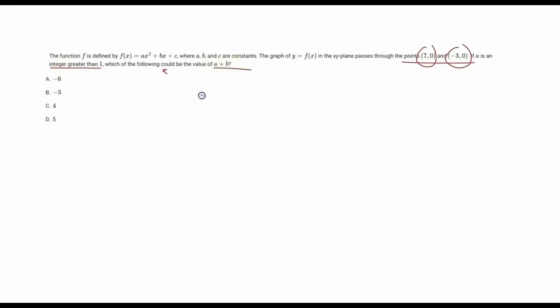So first off, let's just write what we know. So we know f of x is our function, and a is an integer greater than 1, except we don't know what it is, right? So let's just write a to represent it. However, what we do know are the roots, and that is 7, 0, and negative 3, 0. So when you have these coordinate points as solutions, you can rewrite them in their factored form. So 7, 0 can be rewritten as x minus 7, because when you set this equal to 0, you solve and get positive 7. And negative 3, 0 can be rewritten as x plus 3.